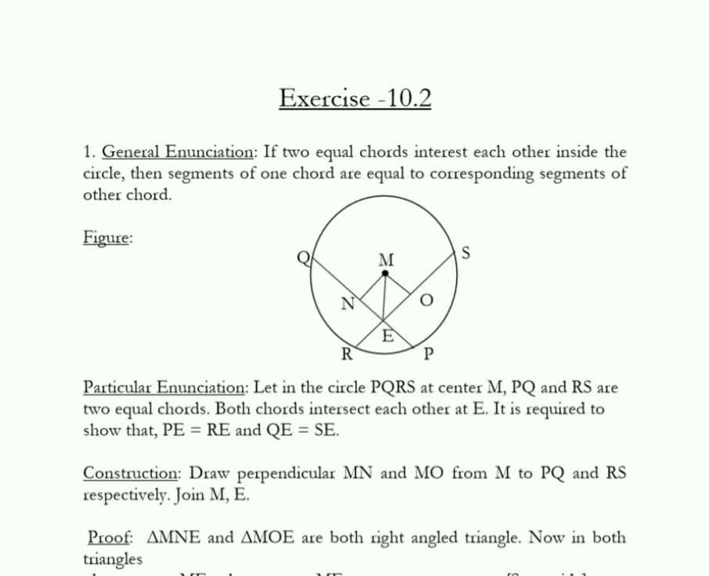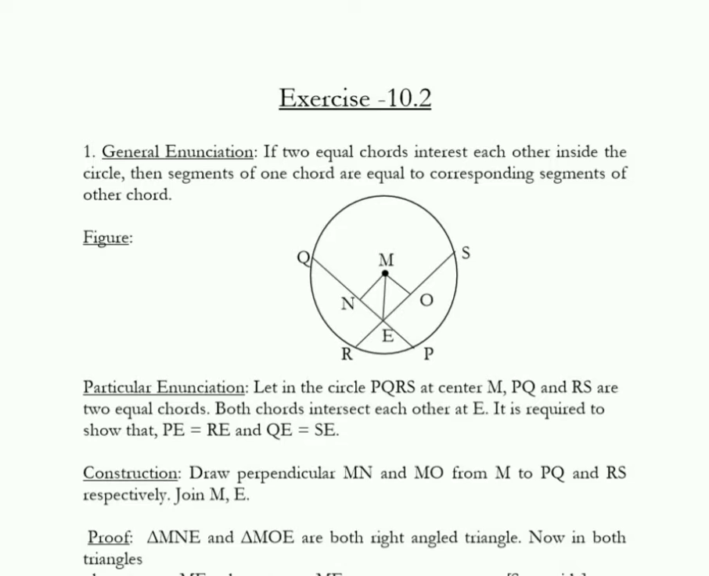So figure ta erokom, particular illustration ta ekটু দেখি. Let in the circle PQRS at center M, PQ and RS are two equal chords. So এখানে বলে দেওয়া ছিল দুটো equal chords থাকতে হবে. So PQ and RS are two equal chords. Both chords intersect each other at E, which is inside the circle.